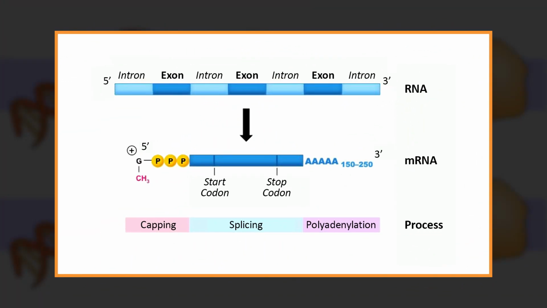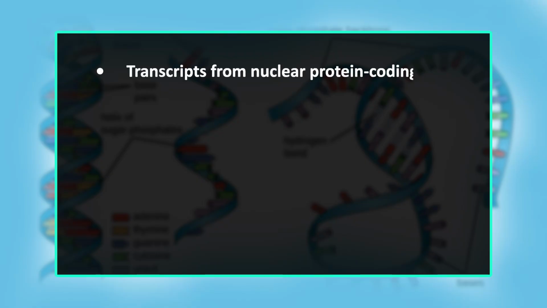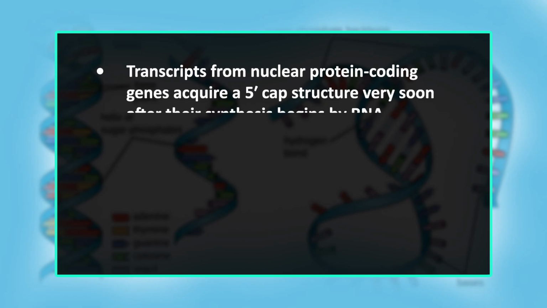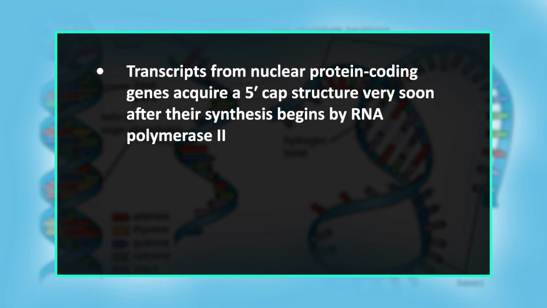During its sojourn in the nucleus, the primary RNA transcript undergoes many physical transformations, including 5' capping, removal of internal non-coding sequences via splicing, and addition of a 3' poly A tail. RNA processing is the term collectively used to describe the sequence of events through which a primary transcript from a gene acquires its mature form. Transcripts from nuclear protein-coding genes acquire a 5' cap structure very soon after their synthesis begins by RNA polymerase II.